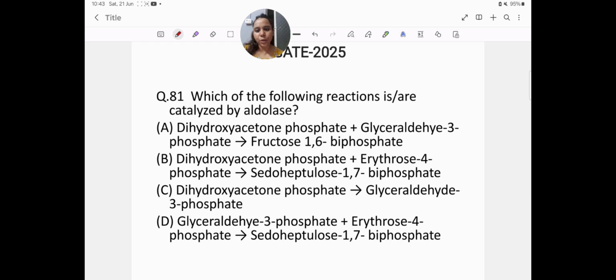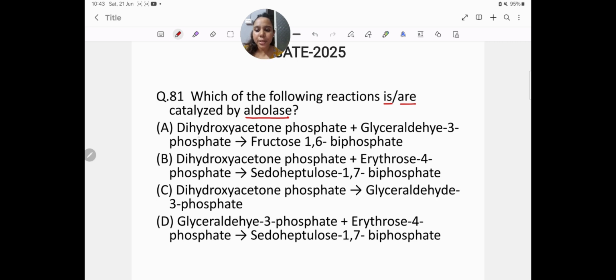In my last video, I shared glycolysis, which is a very important topic for CSIR NET, GATE and any competitive examinations. So I have randomly picked two questions for today's discussion. One is from GATE 2025. Which of the following reactions is or are catalyzed by aldolase? We all know aldolase is an enzyme, right, which is used in glycolysis.